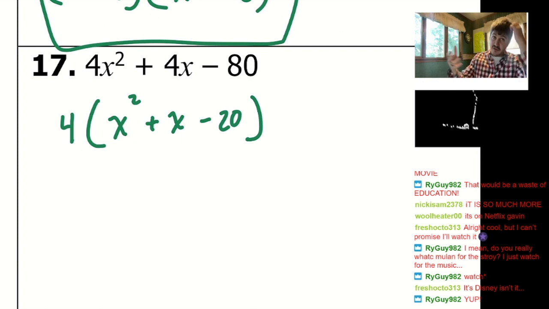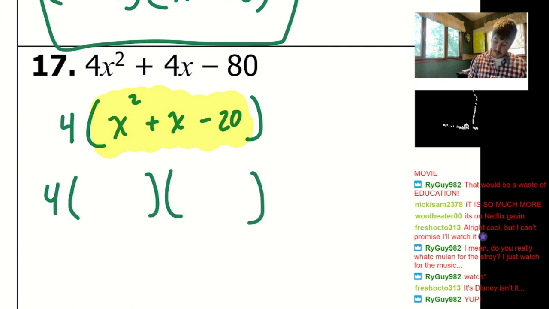But now you just have this 4 outside of parentheses, and you do need to have parentheses around everything right now. So this is something we can absolutely factor, and we can just ignore the 4. We just need to keep that 4 on the outside, basically. But now I can just factor this part I have highlighted like we normally have done. So it's 4 times. I'll open up my double parentheses.